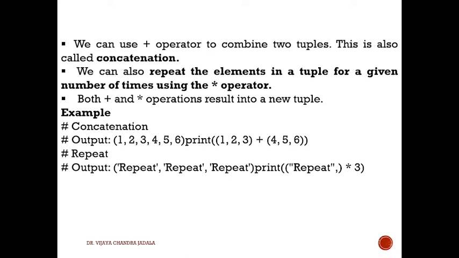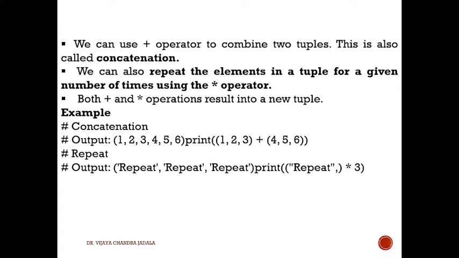We can use the plus operator to combine two tuples. This is also called concatenation. We can also repeat the elements in a tuple a given number of times using the asterisk operator. Both plus and asterisk operations result in a new tuple.